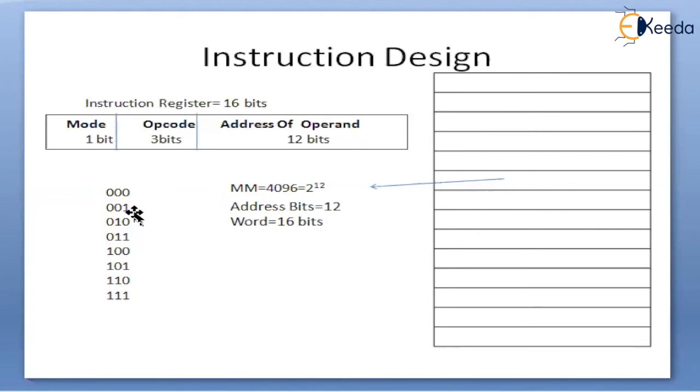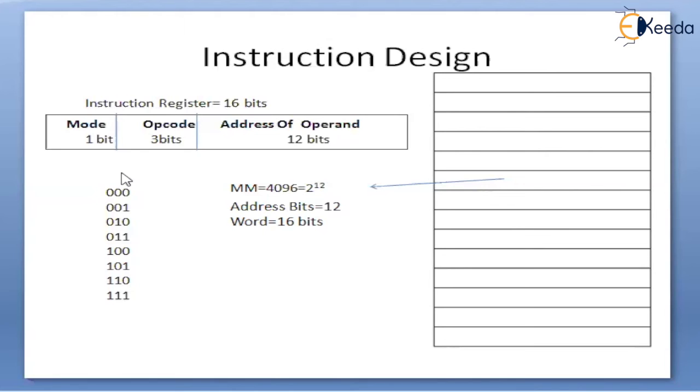These are the different opcodes that are possible for our system, 000 to 111. How many opcodes are there? There are 8 combinations. Each combination will represent one opcode. Maybe 000 for addition, 001 for subtraction, like that. We will discuss these opcodes in the machine language instructions section.